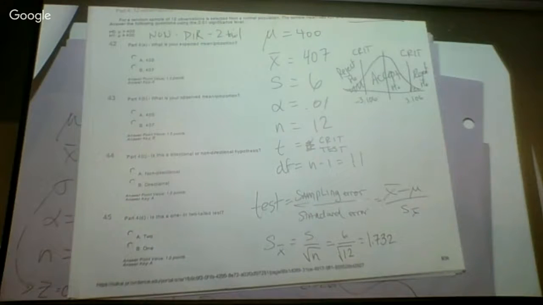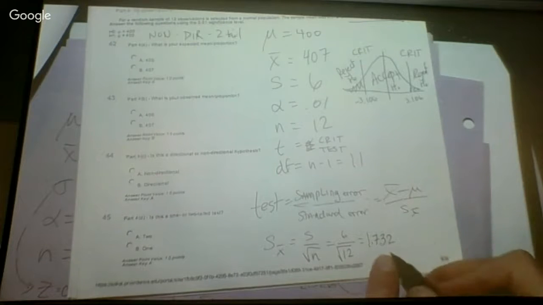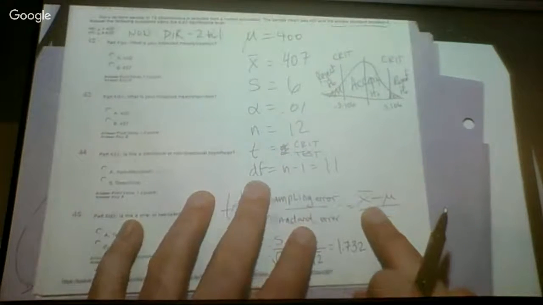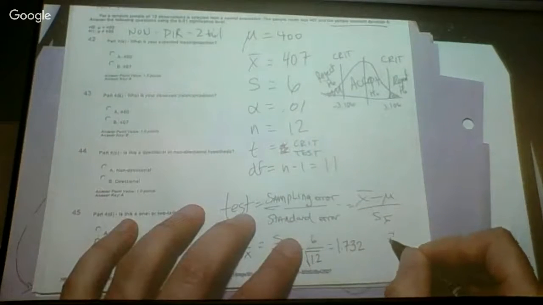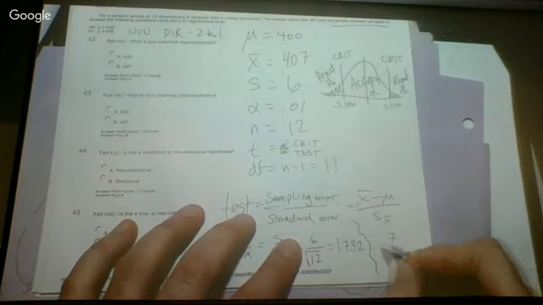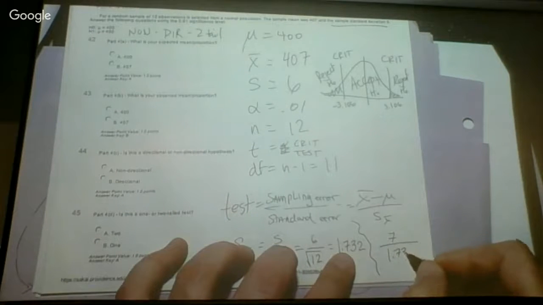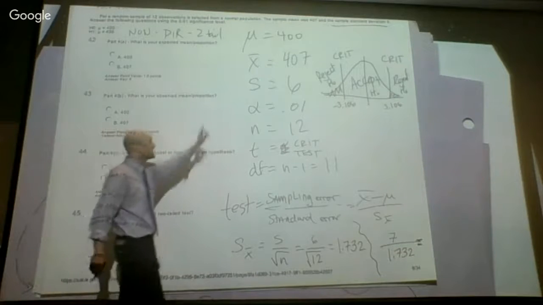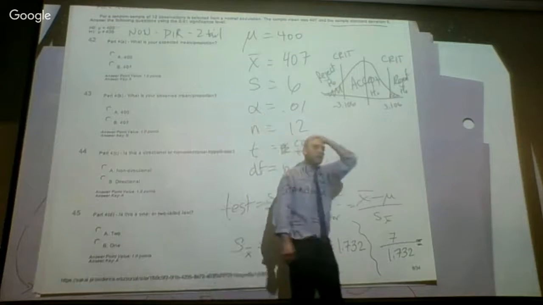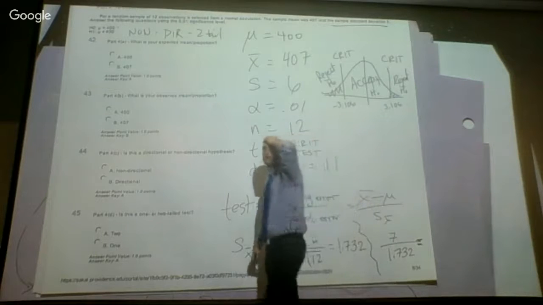Which I think is 1.732. It's just digits in there now. All right. So we have a standard error, and we need sampling error, which is what I observe minus what I expect. Test statistic. 7 over 1.732. Wow. Aren't you a big test statistic? 7 divided by 1.732 is my test statistic, because it's 407 minus 400. 7 divided by what? Yeah, Jake, please.